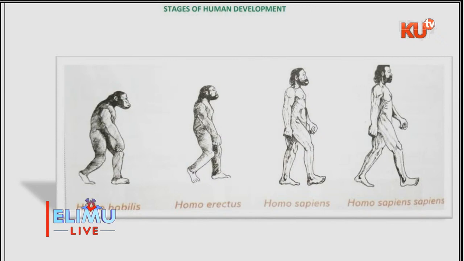Lastly, we have what we call Homo sapiens sapiens. Homo sapiens sapiens now is the normal human being. The way we walk now is what you can see on the screen. That is how the modern man, the complex man, is.